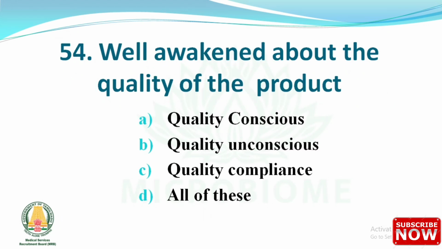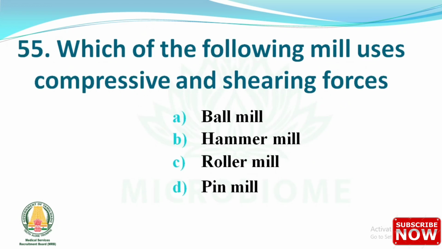And next, well aware about the quality of the product. The options: quality conscious, quality unconscious, quality complaints, all of these. The right answer, option A, quality conscious. And next, which of the following mills uses compressive and shearing forces? The options: ball mill, hammer mill, roller mill, pin mill. The right answer, option C, roller mill.